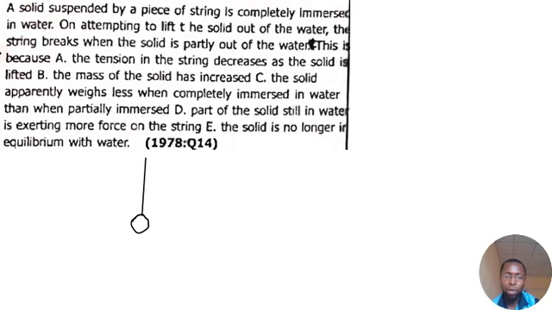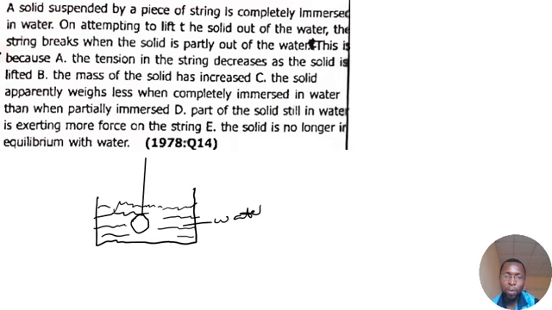This is the string on the solid. This line is the string; the rope is what we call the string. It's completely immersed in water. So let's say this is the container of the water, and this is the water. Completely immersed means that the solid is totally inside the water. So let's use this line to represent water. This is our water, this is our string, and this is our solid.